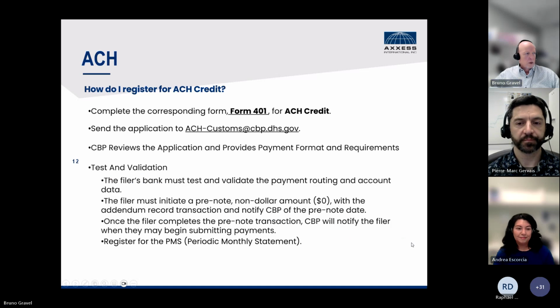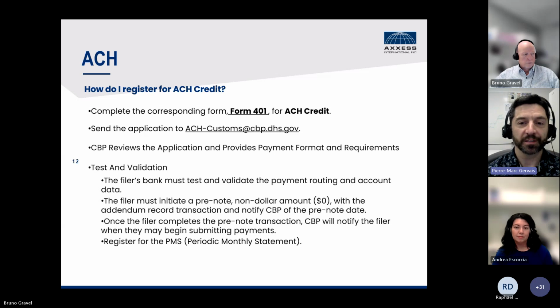Thank you. And what is the registration process for ACH credit? It is quite similar, but the form is different. So you need to look up the form 401 that is specifically for ACH credit. Once it is filled, you send the application to the email address ach-customs@cbp.dhs.gov. The CBP will review the application and will provide payment format and requirements.